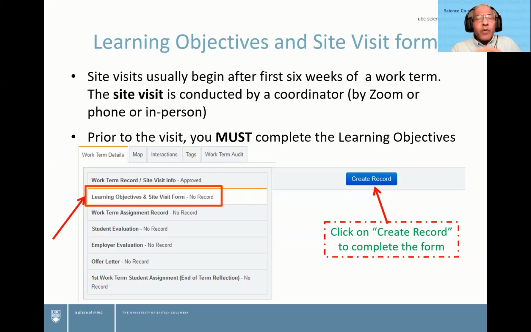Now on that, I want to make sure that if there is an issue, a problem at the workplace, you don't wait to let your coordinator know about it until the time of the site visit. Okay, so make sure if there's an issue that you let your coordinator know about that right away. Do not wait until the site visit is conducted. Okay.